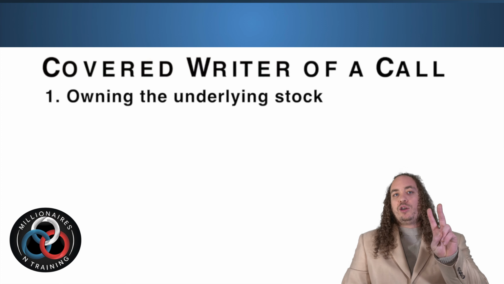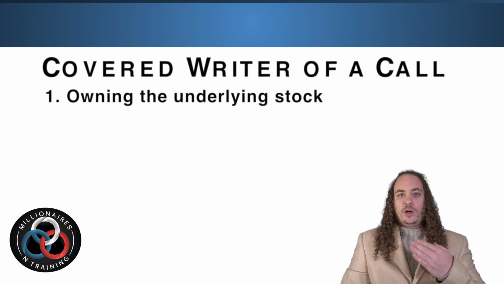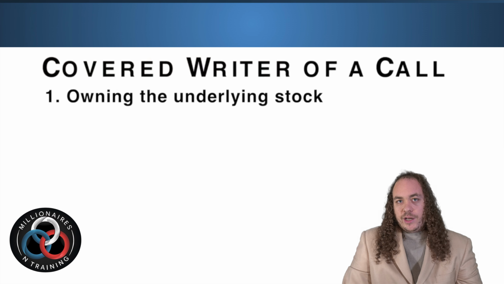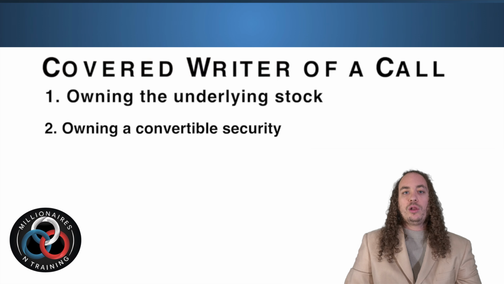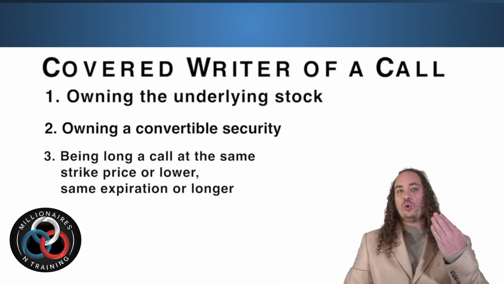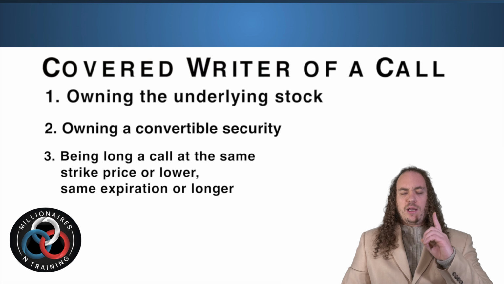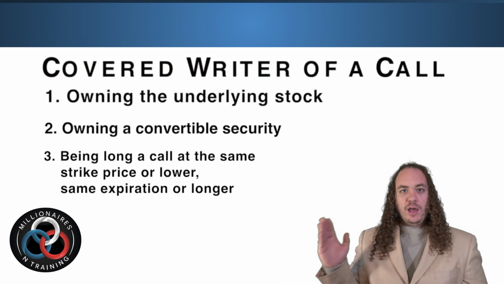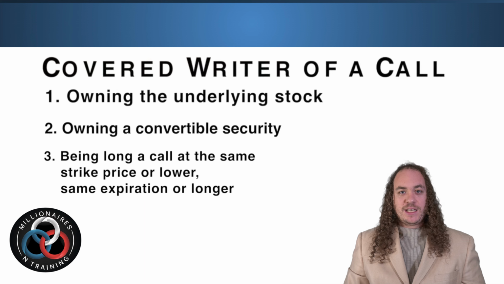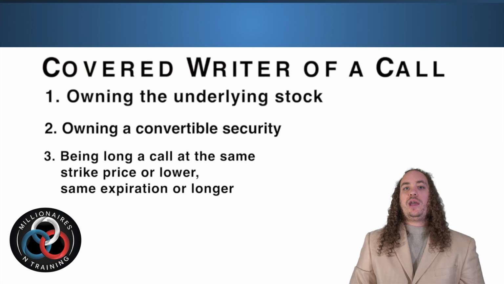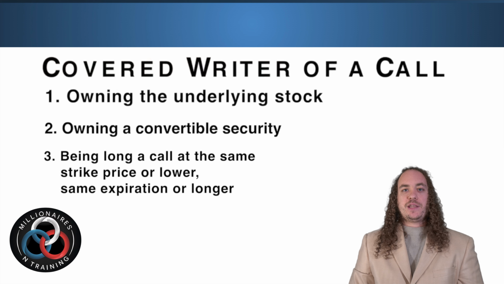Two, owning a convertible security, either convertible bonds or a convertible preferred stock that the owner can convert into the underlying common stock. And three, being long a call at the same strike price or lower, same expiration date or longer. How does this cover you? Because when you are exercised as the writer of a call and forced to sell the stock, if you are long a call, you can then exercise that call, buy the stock to deliver.